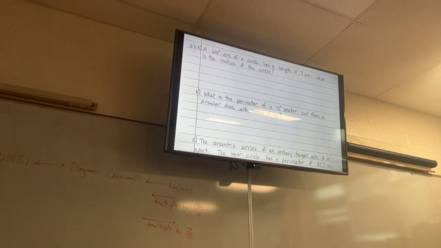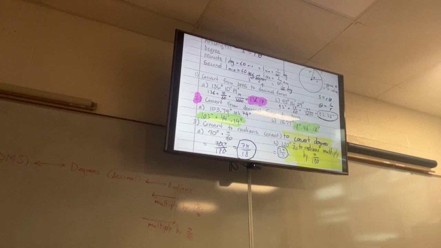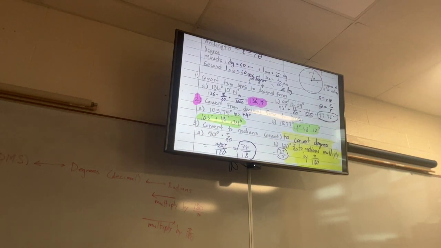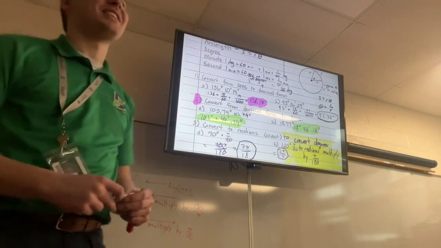All right, so all of this first page was all sorts of different ways of converting between the different units we can use to measure angles. Any other questions? Do we have to do anything with the circles? Yeah, we will. Yeah, we do.